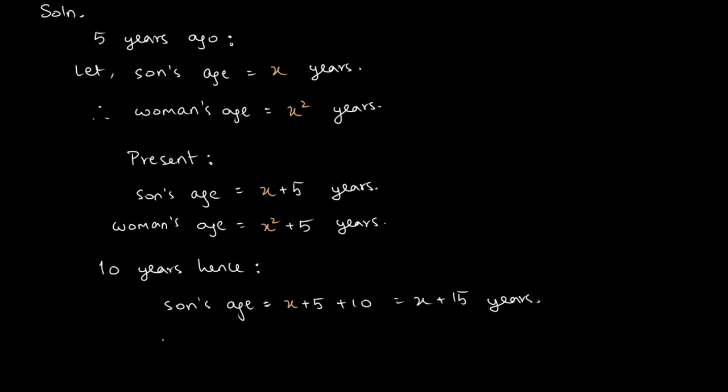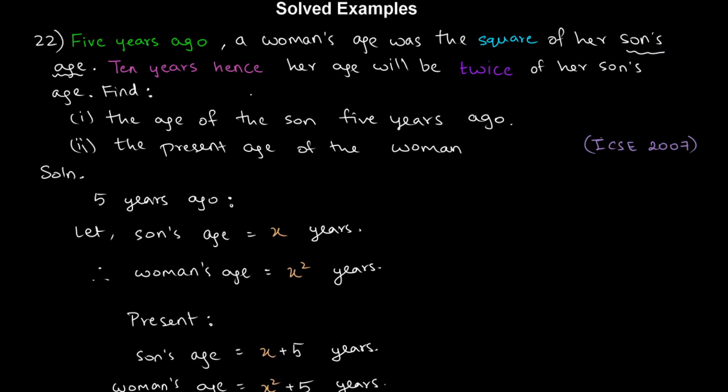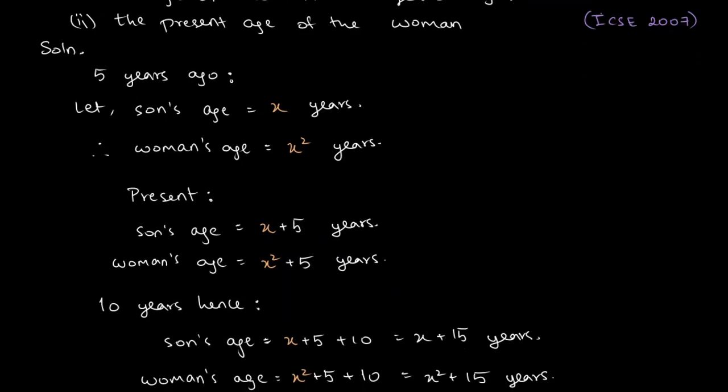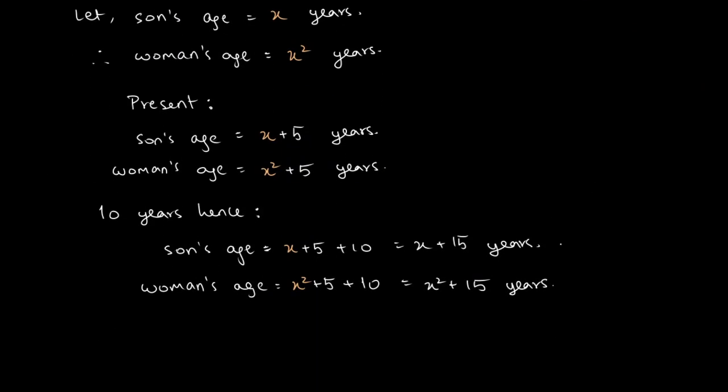And same way for the woman's age. We know the present age to be x plus 5, and to that we are adding an additional 10, which makes it x square plus 15 years, right? Now if you read the question carefully, 10 years hence, her age will be twice of her son's age, right? So they've given us a relation between the two ages after 10 years.